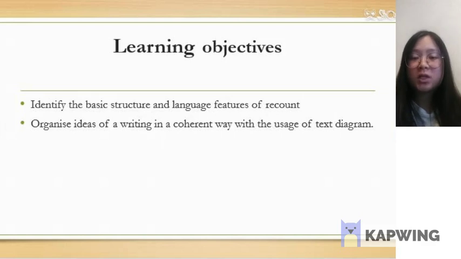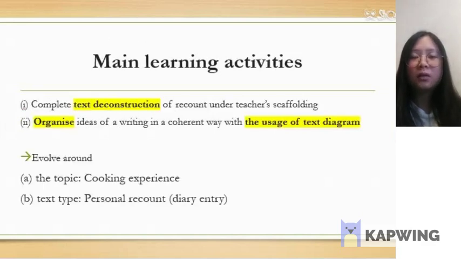In order to achieve these learning objectives, 2 main learning activities are included in this pre-writing lesson. First, it is the text deconstruction of recount under teacher's scaffolding. Second, it is to teach students how to organize ideas of a writing in a coherent way with the usage of a text diagram. To start with, I would like to talk about the strengths of my lesson.